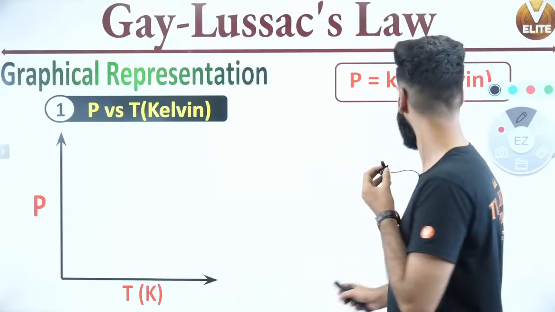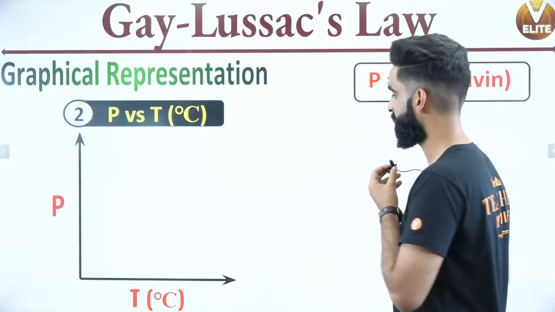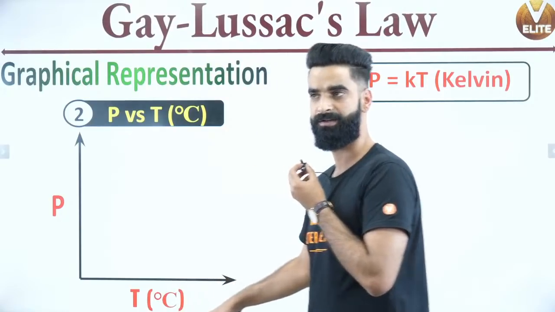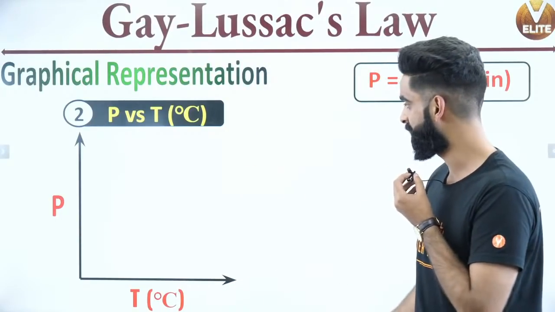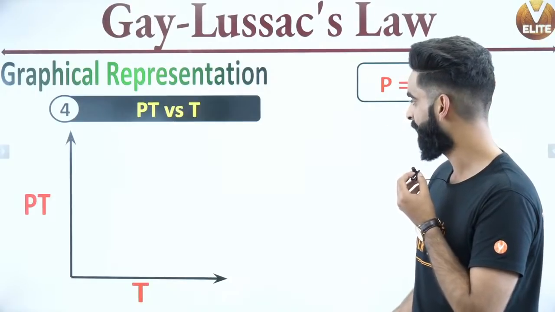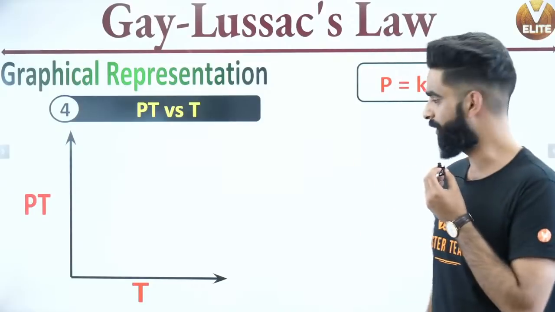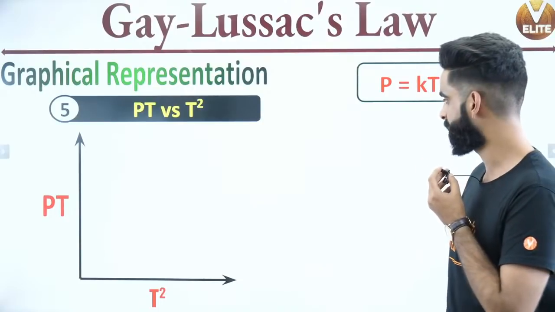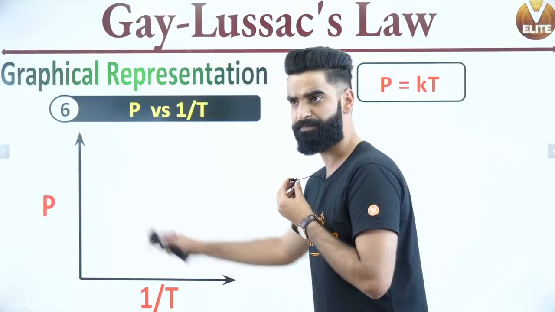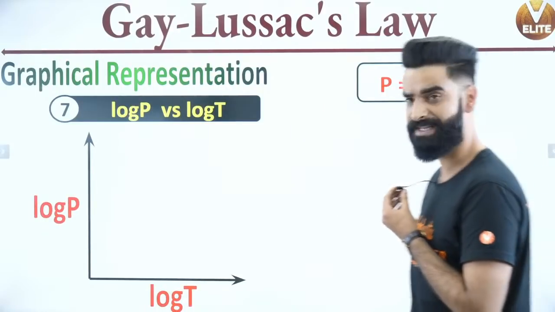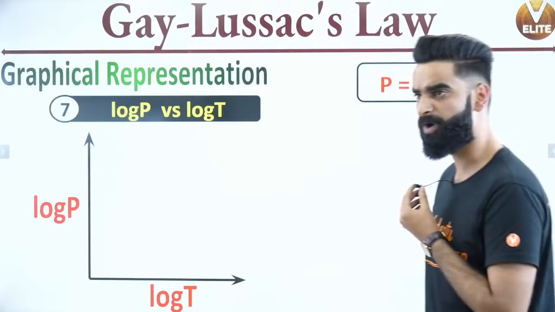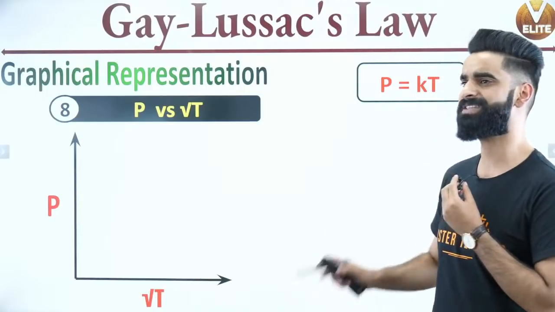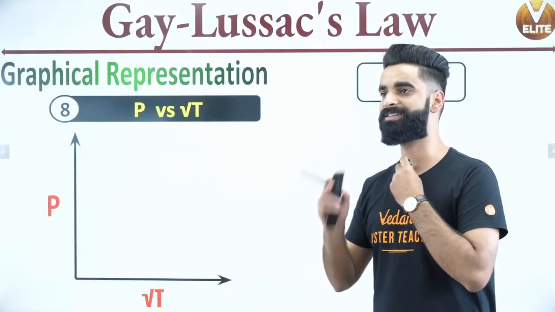Similarly, the second one will be pressure versus temperature in degrees centigrade. I want all the answers in the comment box. The third is PT versus T. The fourth is PT versus T square. Fifth is P versus 1 by T. Next is log P versus log T. Next is P versus root T. I want all of you to do these questions as homework and let me know the answers in the comment box.